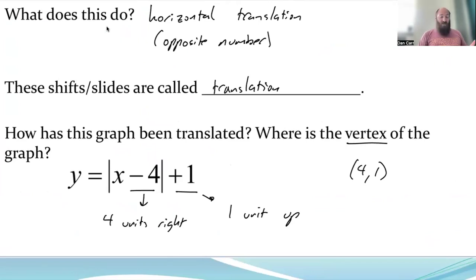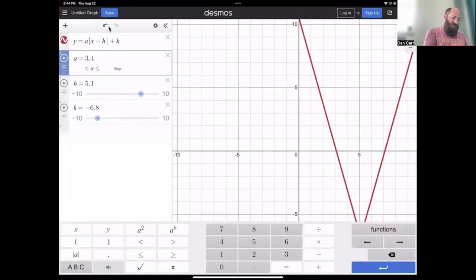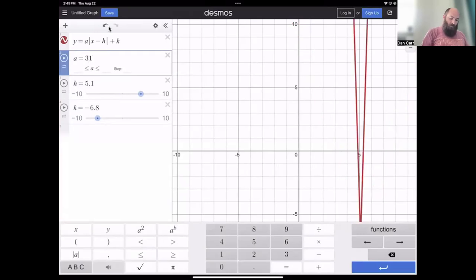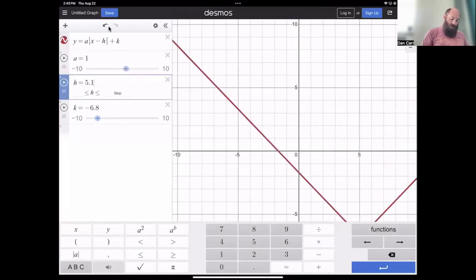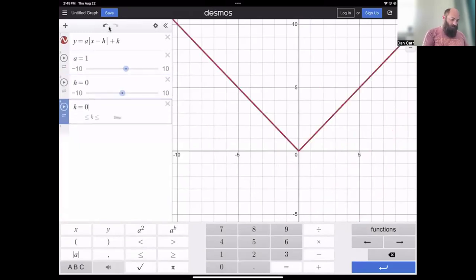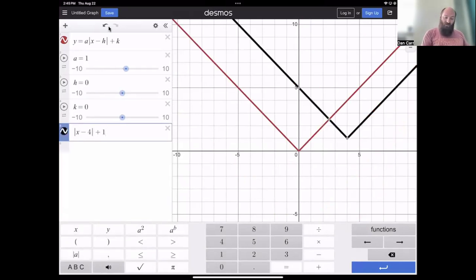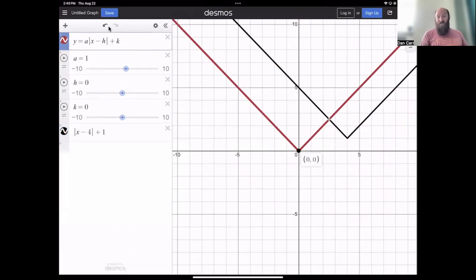So let's confirm that real quick with Desmos. Can we reset everything? Make that a 1, that's going to be a 0, and that's going to be a 0. Okay, so the absolute value of x minus 4 and then plus 1. You can see from here, my vertex is at the origin 0, 0. My other vertex is at 4, 1. It shifts to the right and it shifts up. So we do confirm that's what we have here.